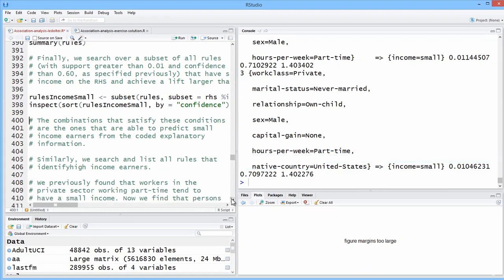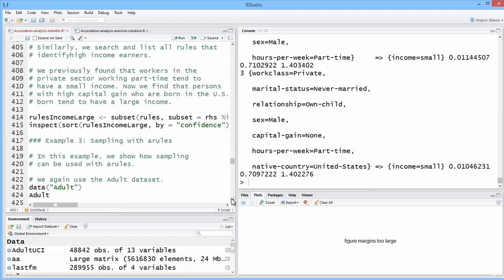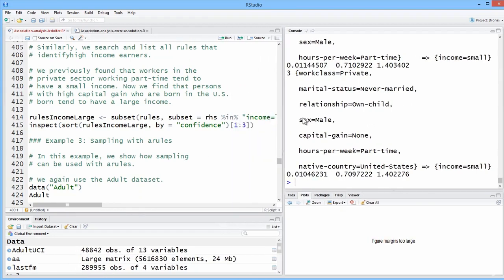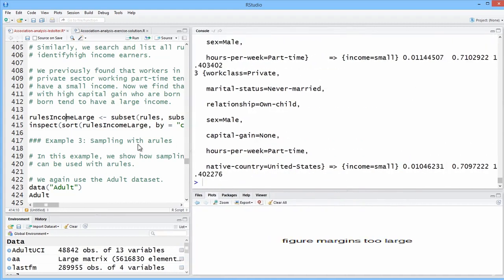So let's do it again, but now we'll go for the high income earners. And note that some of these rules that we just looked at were probably redundant. Let's go for the high income earners. And again, we can define the term for the consequent. But that's really the only different thing here, I believe. So let's do this.